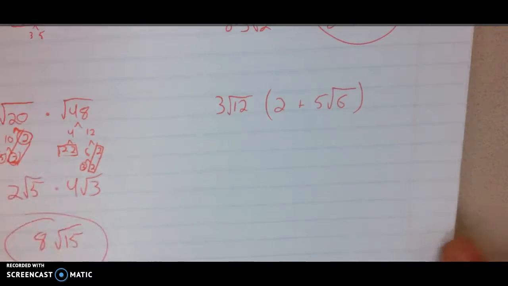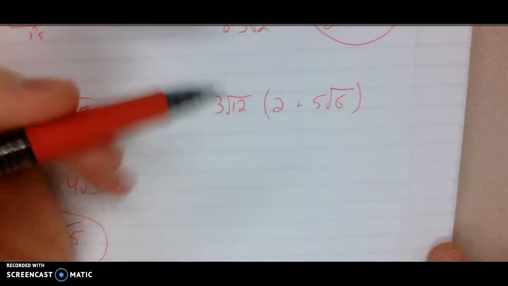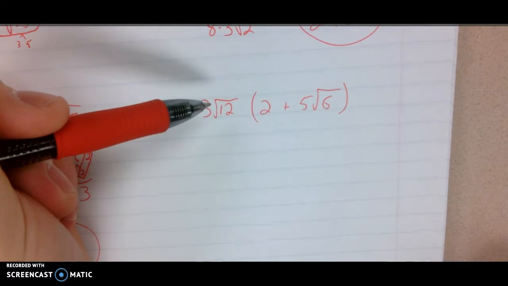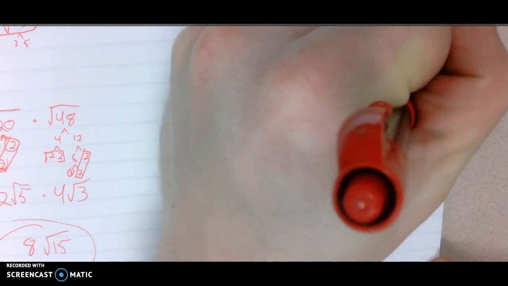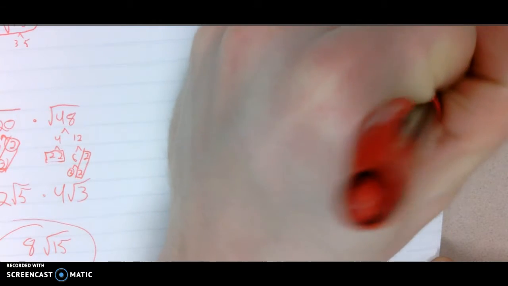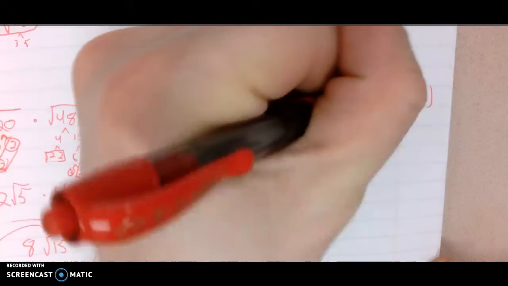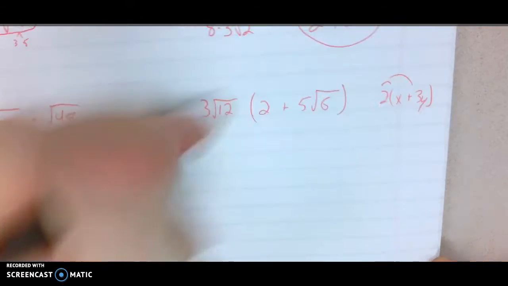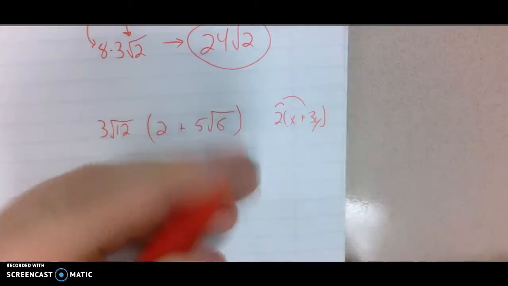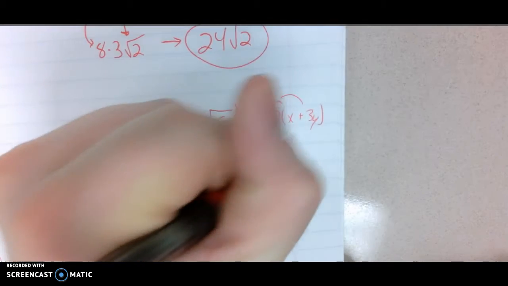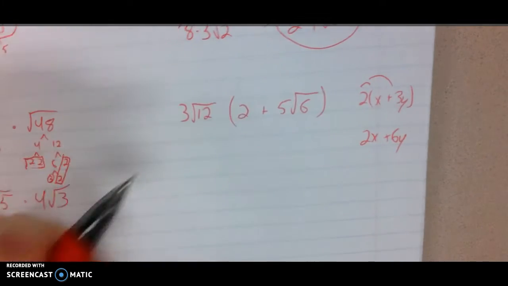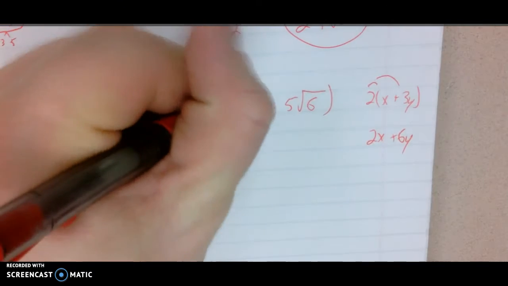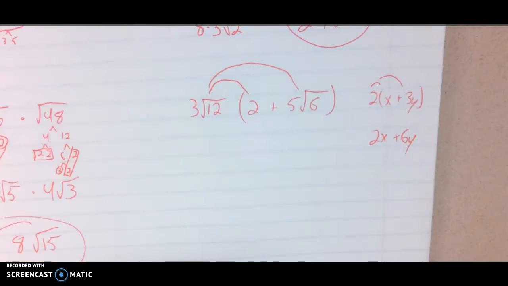Last scenario you might see is a situation in which we have a radical expression hanging outside of a parenthesis term. Well, if I were to pretend this was, say, something like 2 times x plus 3y, we would have no trouble just doing some distribution on there. So if I distribute that in, I'd get 2x plus 6y. Same thing's going to hold true here. We're going to distribute the outside term onto both of the pieces inside.